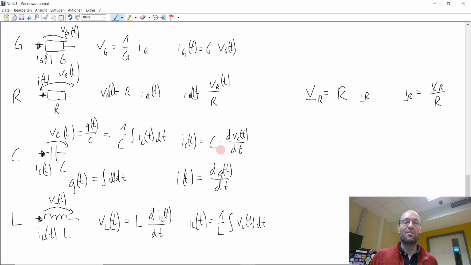Then probably more interesting is if we look at the capacitor and at the inductor. So if we start with this equation here, how does it transform into frequency domain? If we have a time derivative of something, what does the time derivative change into?